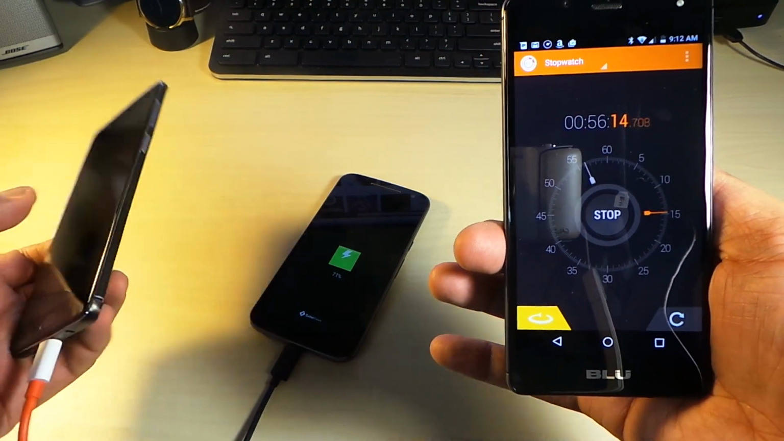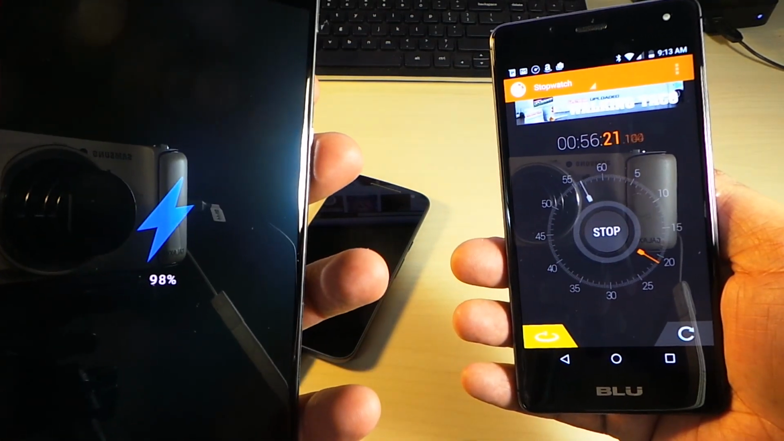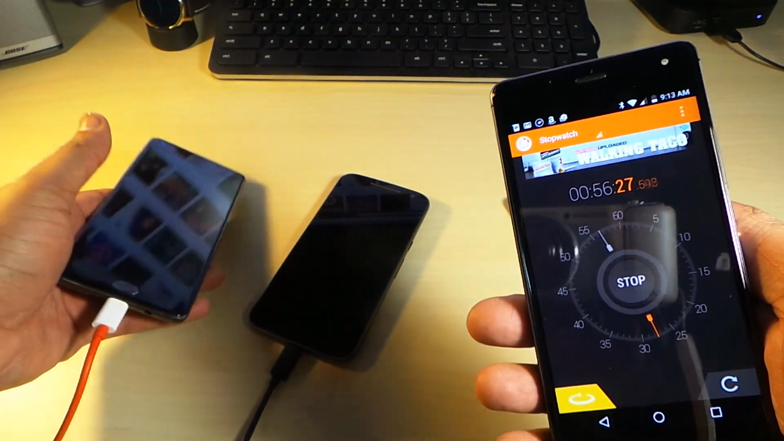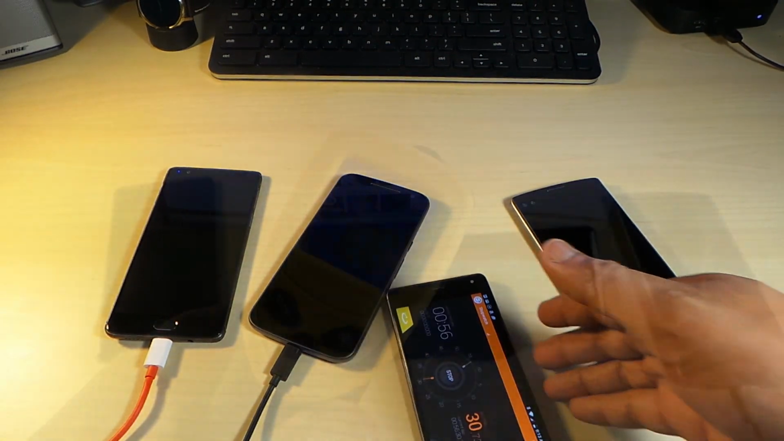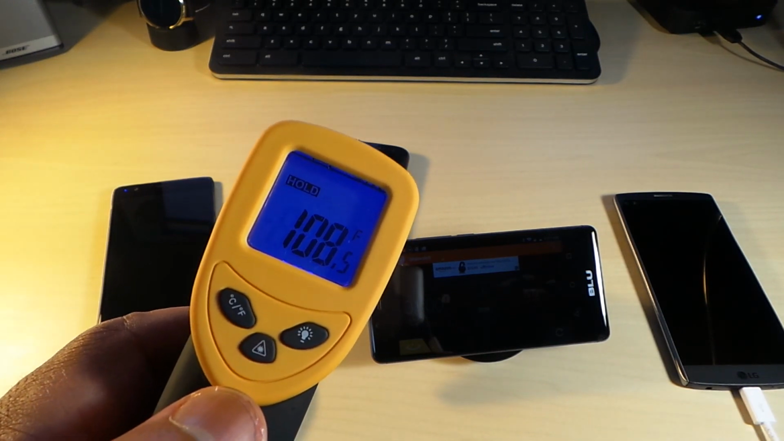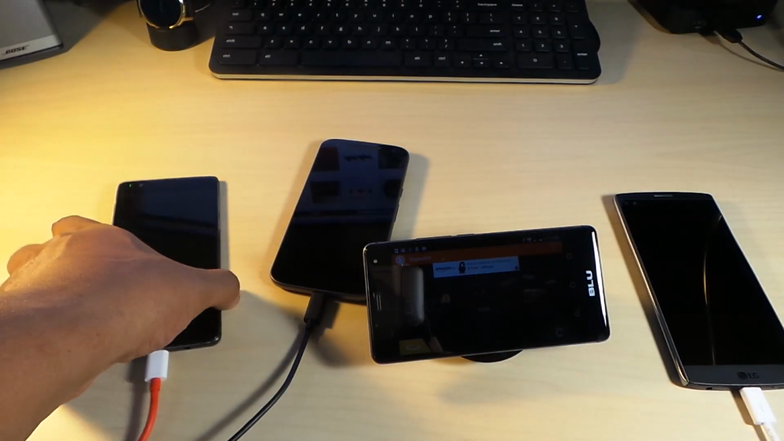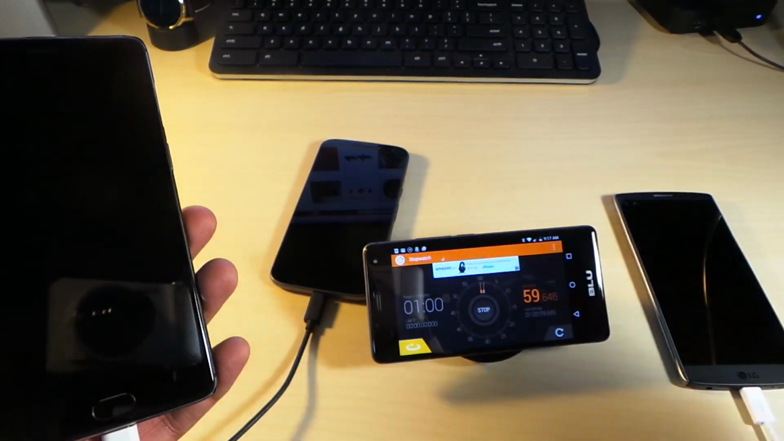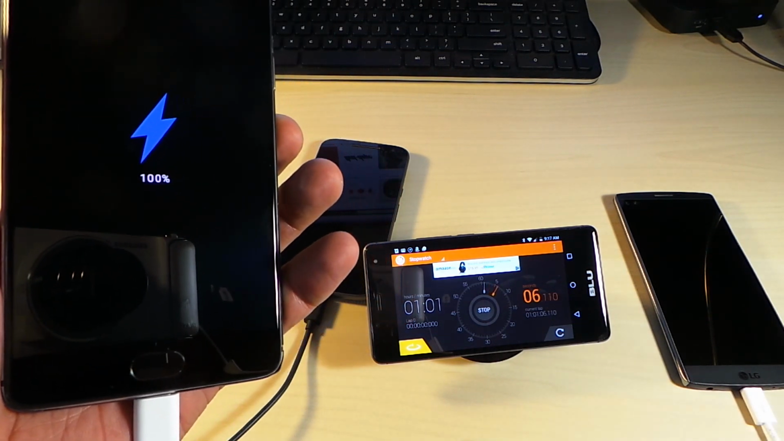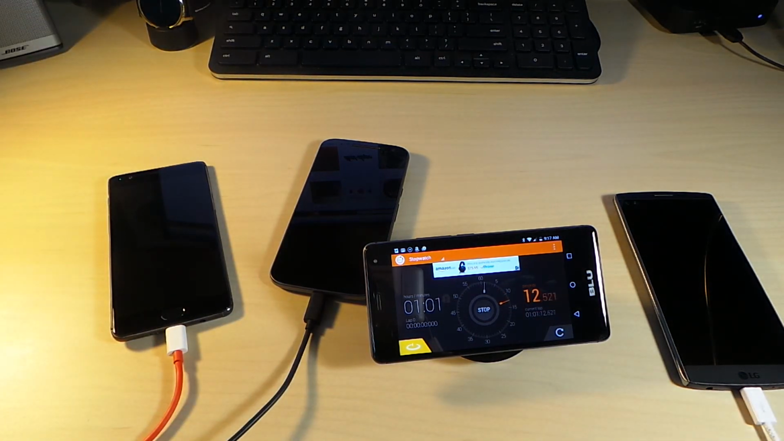56 minutes. And the OnePlus 3 is at 98%. Look at that. Wow. So can the OnePlus 3 make it to 100% in less than an hour? Let's see. 108 degrees, that is the temperature of the dash charger right now. So that proves it slowed down. Let's check the phone again. We're at 101. 100%. In 1 hour, 1 minute, your OnePlus 3 will be at 100% charge.